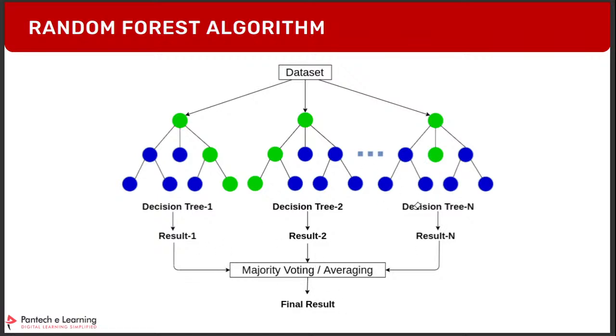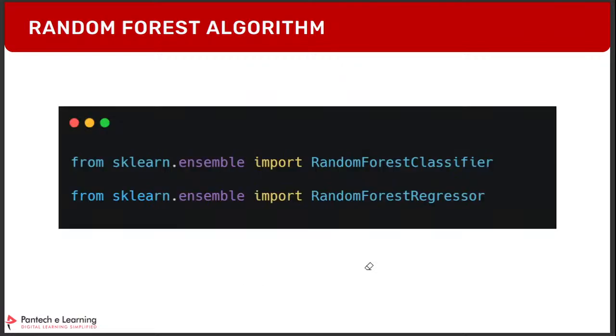If it's a regression problem, say this one gives the output 3, another gives 4, and another gives 5, it will take the average of these 3 values. However many algorithms there are, that many outputs are averaged. So 3 plus 4 plus 5 divided by 3 will be your final result. That's what voting or averaging is. You can utilize this from sklearn.ensemble, where you can import RandomForestClassifier and RandomForestRegressor.